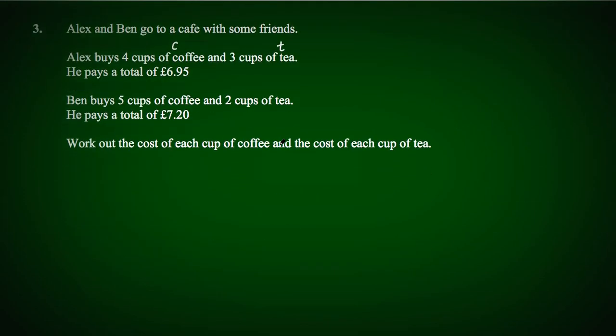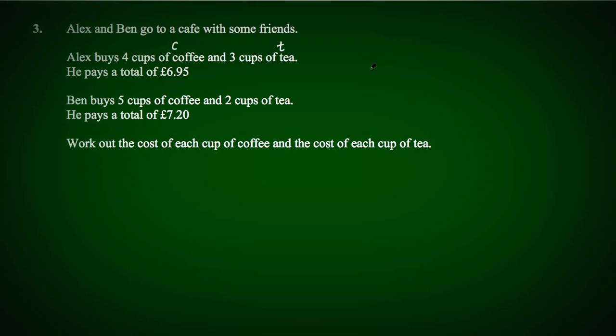Question 3. Alex and Ben go to a cafe with some friends. Alex buys 4 cups of coffee and 3 cups of tea, which I've labelled as C and T. He pays a total of £6.95. Ben, different situation, 5 cups of coffee, 2 cups of tea, pays a total of £7.20. Work out the cost of each cup of coffee and cost of each cup of tea. So this is a simultaneous equations question put into a context.